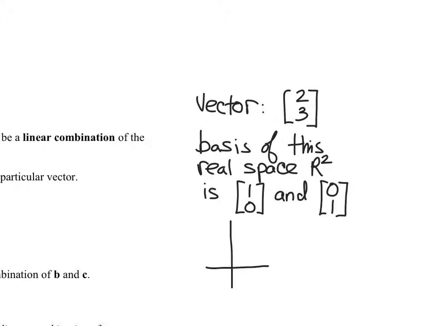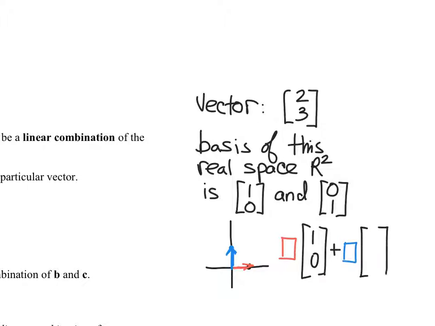Here's the coordinate 1, 0, and here's the vector corresponding to that. Here's the coordinate 0, 1, and here's the vector corresponding to that. So then the question would be, can I define this vector as a linear combination of these two vectors? All a linear combination is saying is, is there a scalar that can be multiplied by 1, 0, such that another scalar multiplied by 0, 1 would result in the given vector 2, 3?